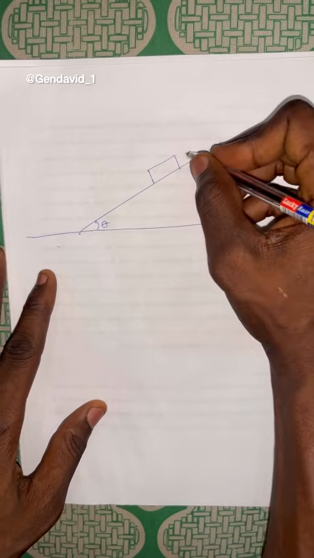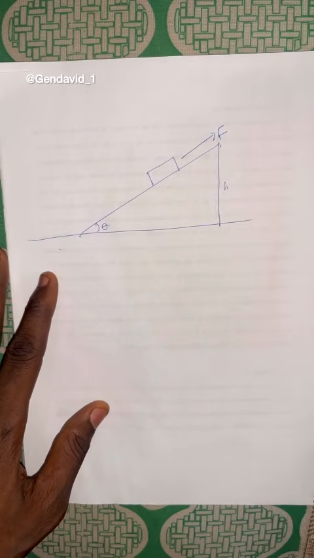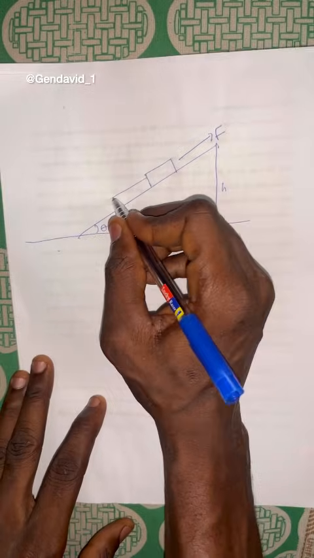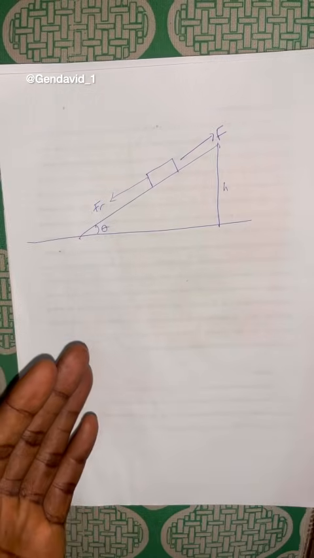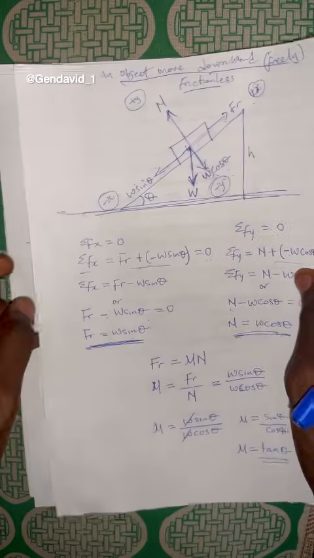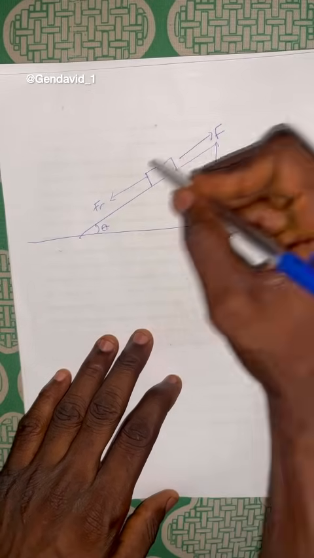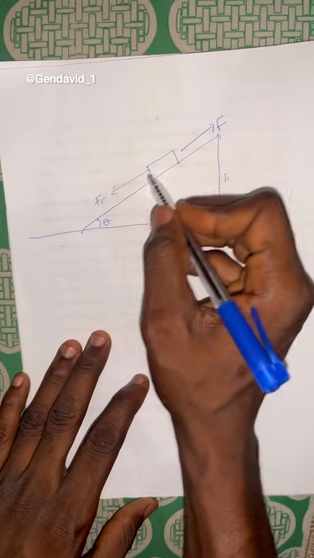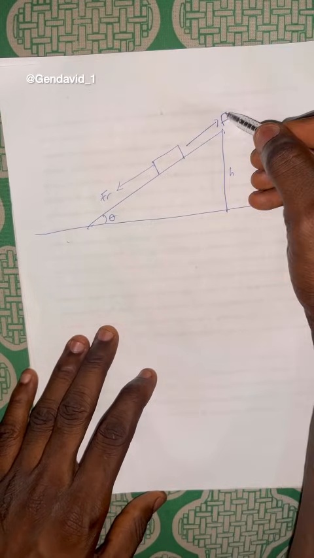It's now pushed upward. Now if it is pushed upward, you will all believe with me that the applied force is going upward. Now when the applied force is going upward, there will be frictional force. The applied force pushes this object upward, unlike this one that moves freely downward. But this one, the applied force pushes this upward. And since it pushes it upward, we have the frictional force that opposes this.